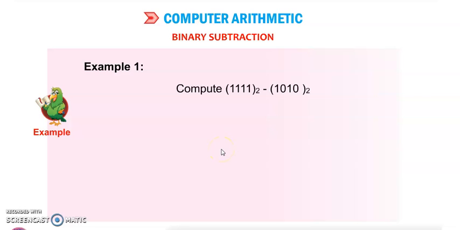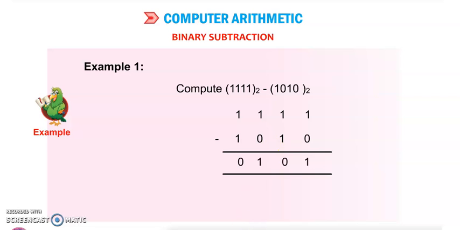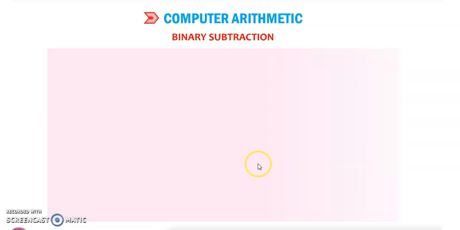So now I will explain example number 1 for binary subtraction. We have to subtract 1 0 1 0 from 1 1 1 1. Follow the rules: 1 minus 0 is 1, 1 minus 1 is 0, 1 minus 0 is 1, and 1 minus 1 is 0. So our answer is 0 1 0 1. So it is very simple. Now take another example, example number 2.